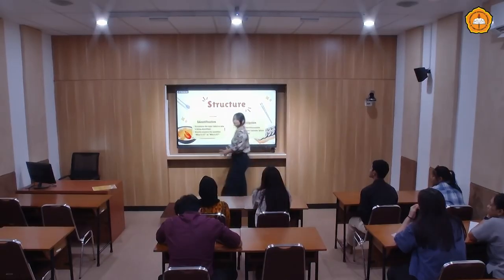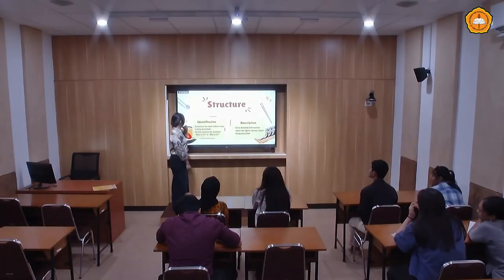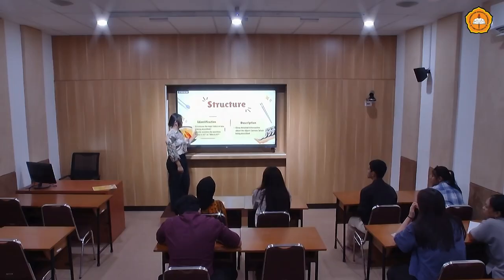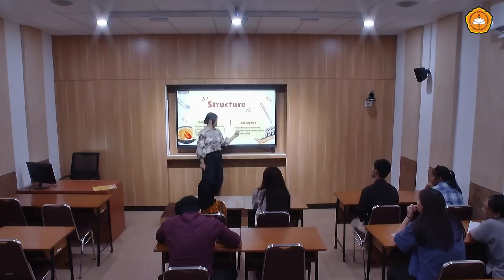It is very simple because it only has two main parts. The first one is identification. The identification is to introduce the topic, or what or who is being described. It usually answers the question of what is it or who is it. And the next one is description, to give detailed information about the object, person, or place that is being described.